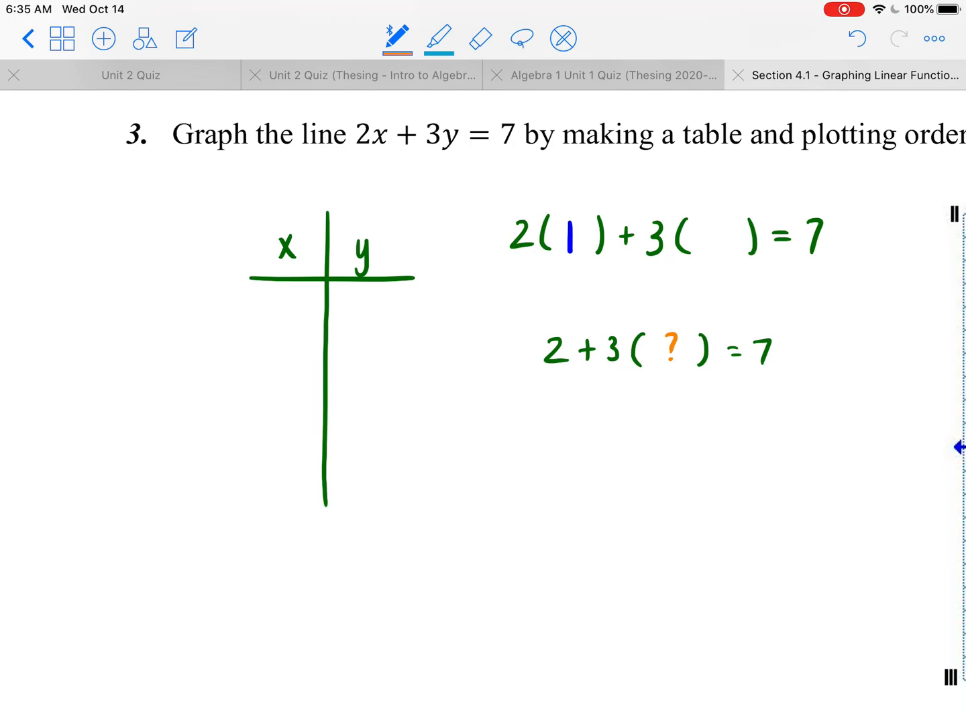Right? If you plug in 1 here, what would happen? You'd have 2 plus 3 times 1, that's not 7. What if you plug a 2 in for the y?